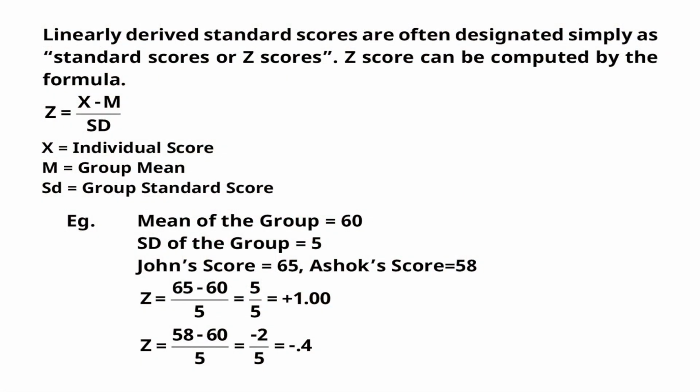See, for example, the mean of the group is 60. The normative sample is 1000, the mean of the group is 60. This is hypothetical data. The SD of the group is 5. John's score on a test is 65 and Ashok's score is 58.